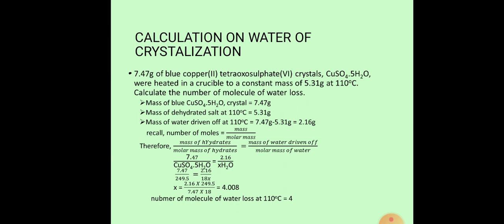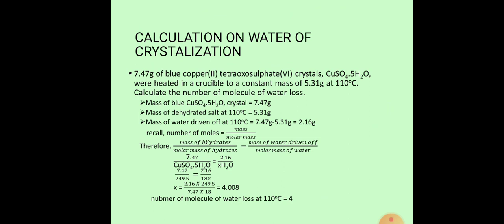Calculation on water of crystallization. For example, if you have 7.47 gram of blue tetraoxosulfate VI crystal having 5 molecules of water, heated in a crucible to a constant mass of about 5.31 gram at the temperature of 110 degrees Celsius, we are asked to calculate the number of molecules of water which is lost.